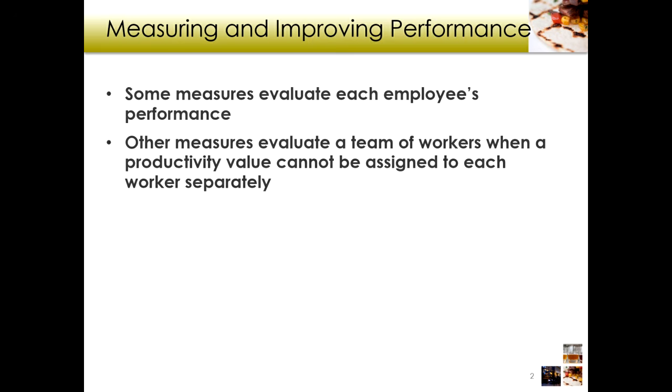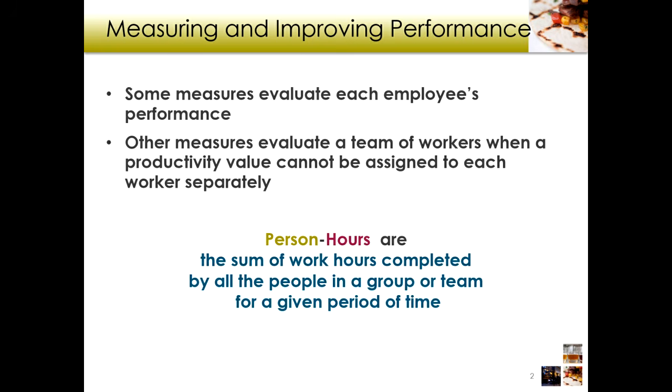Some of them will allow us to measure an entire team and how their productivity is, depending on the indicators that we're using. So the first one we're going to talk about is coming up here in a second, sales per person hour. But what you first need to know is what's a person hour, right? And that's really how many hours a person worked. So if I had one person working 8 hours, that's 8 person hours. If I had 2 people working 8-hour shifts, that would be 16 person hours, right?